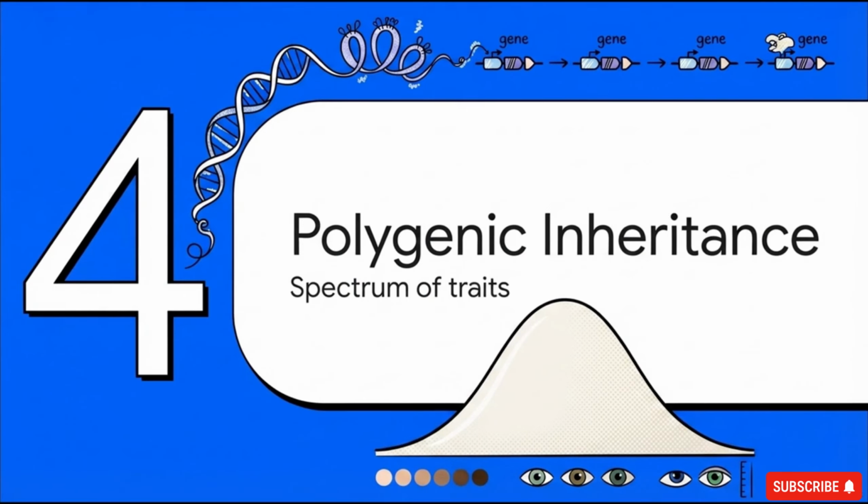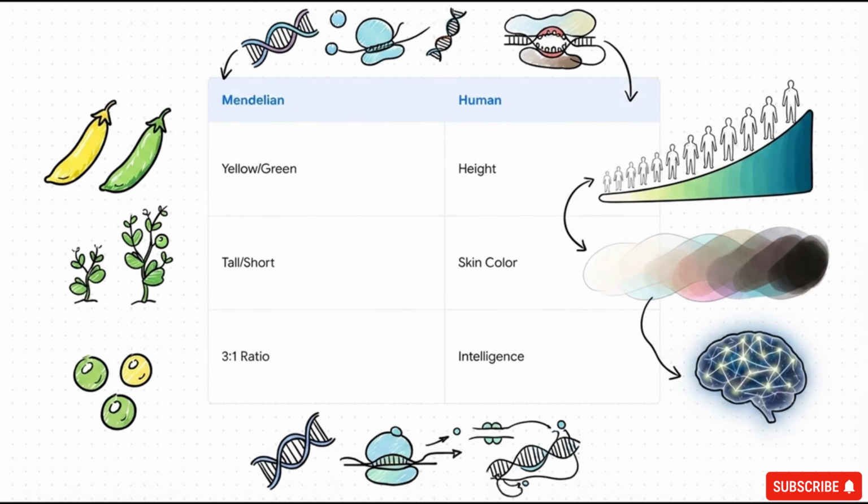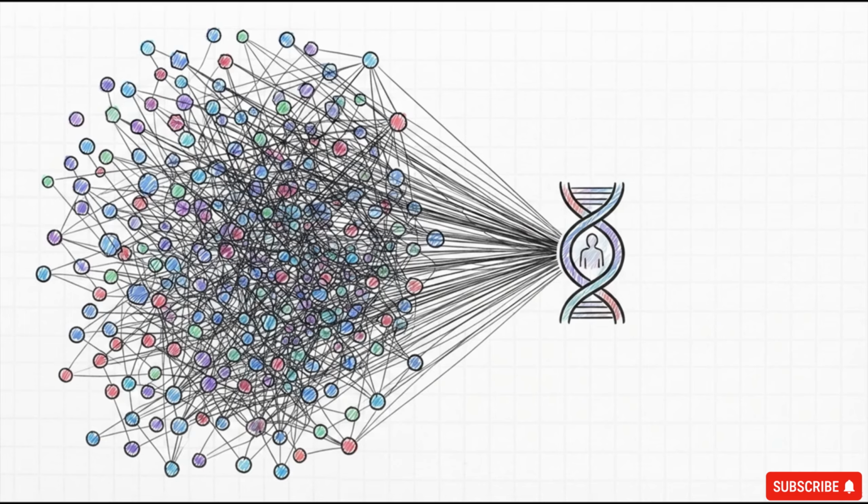Let's zoom out a bit for Section 4, Polygenic Inheritance and the bell curve, looking at the full spectrum of human traits. So Mendel, he studied binary traits. His peas were strictly yellow or green, tall or short. No in-between whatsoever. But human traits? We don't really exist as simple binaries. I mean, we aren't just exactly 5 feet tall or exactly 6 feet tall, right? Traits like height, skin color, and even intelligence exist on this beautifully fluid, continuous spectrum. And we can thank polygenic inheritance for that.